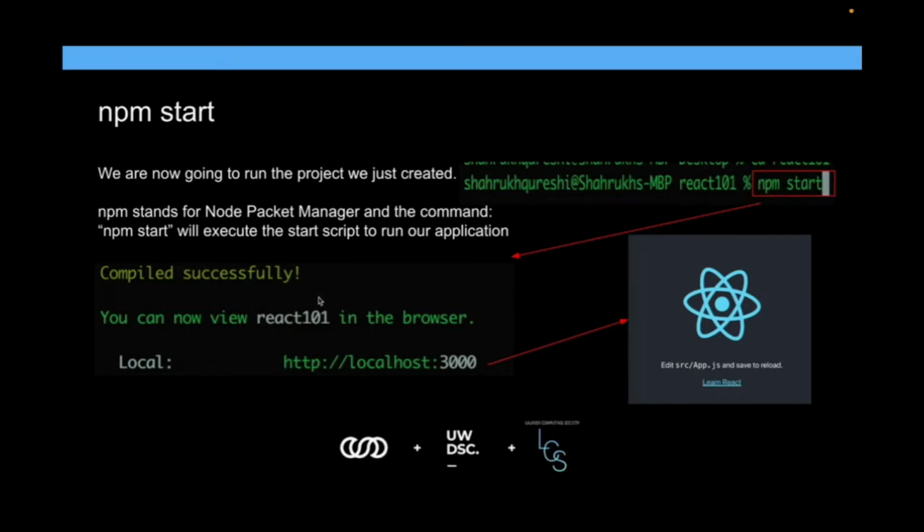Compiled successfully. You can now view react101 in the browser. It should show a local and another one here, but just focus on the local, and it'll show 3000 at the end. It shows 3000 at the end for me. It could show 3001, 4001, etc. It doesn't really matter. Now, depending on your machine as well, it might open up this URL in your default browser. It might not. If it doesn't, then just make sure you enter this in your browser.